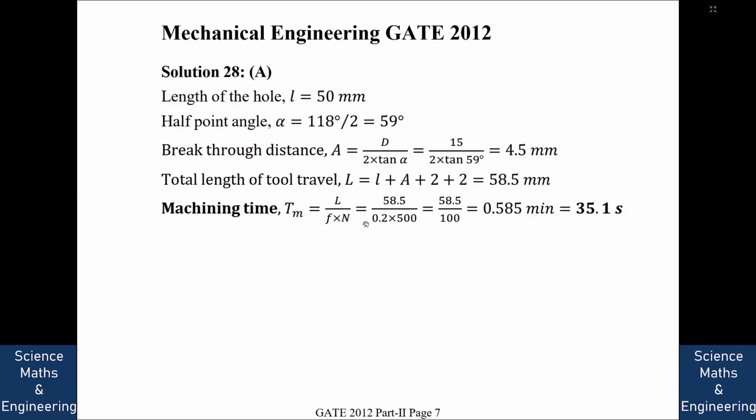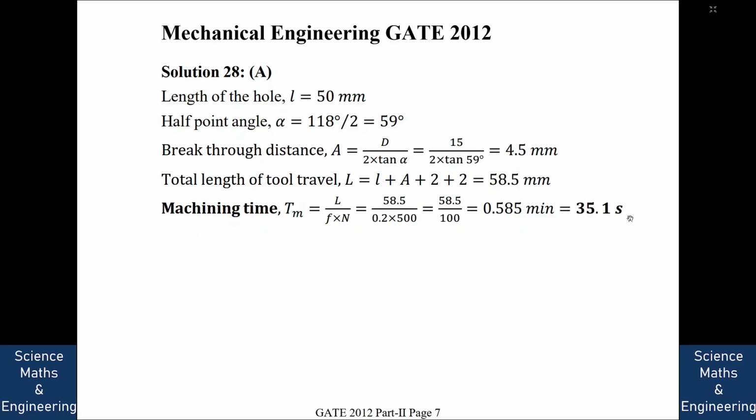Now machining time would be equal to L divided by F into N, where F is the feed per revolution. So in one revolution it gives 0.2 mm. So in 500 revolutions it will give how much? 500 revolutions it gives 100 mm, but in 1 minute. So we total need 58.5 mm. So 58.5 divided by F into N, so it comes as 0.585 minute, which is equal to 35.1 second.